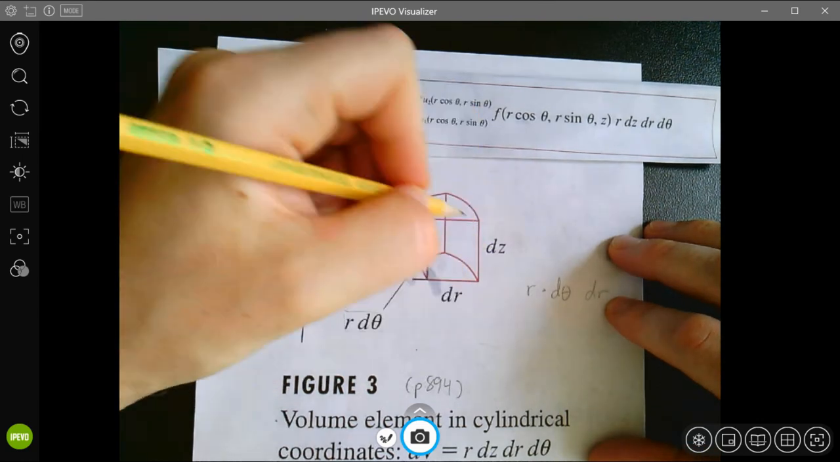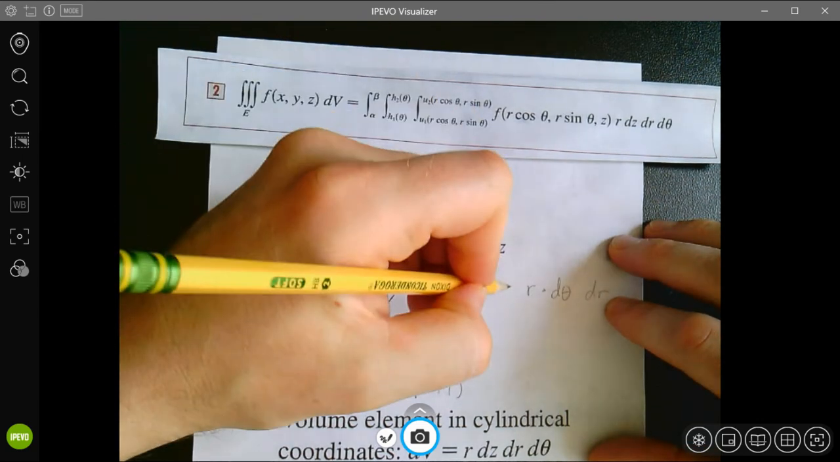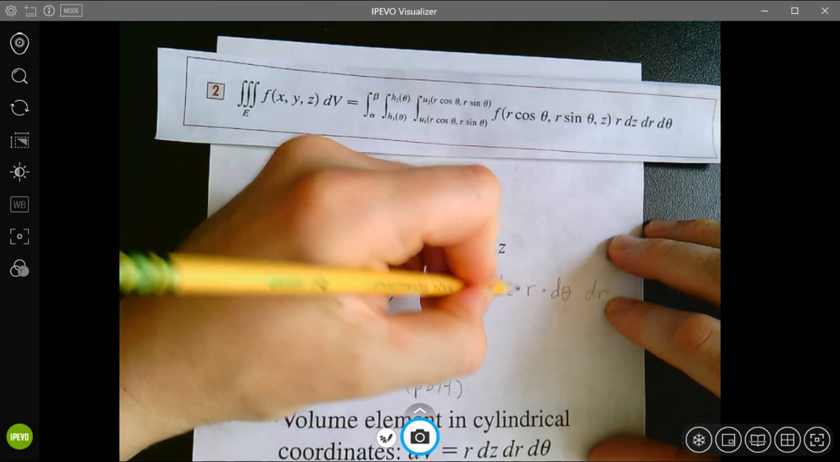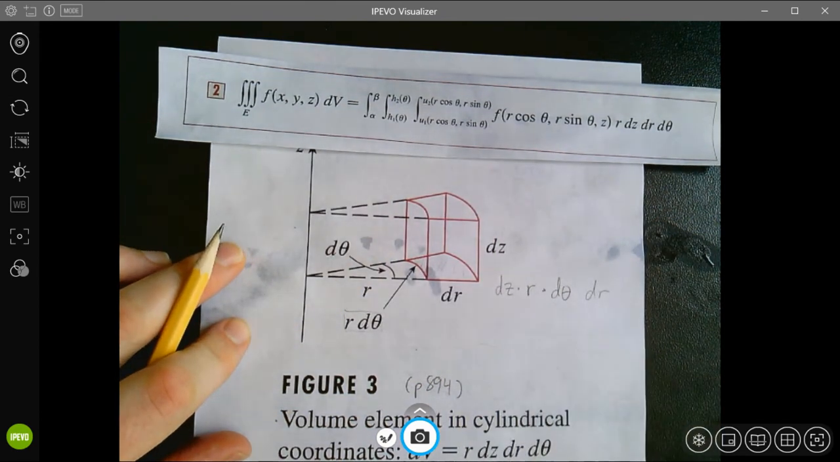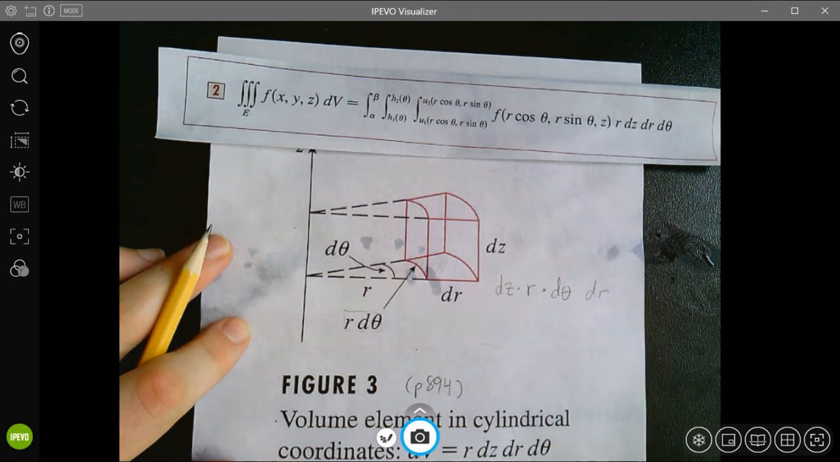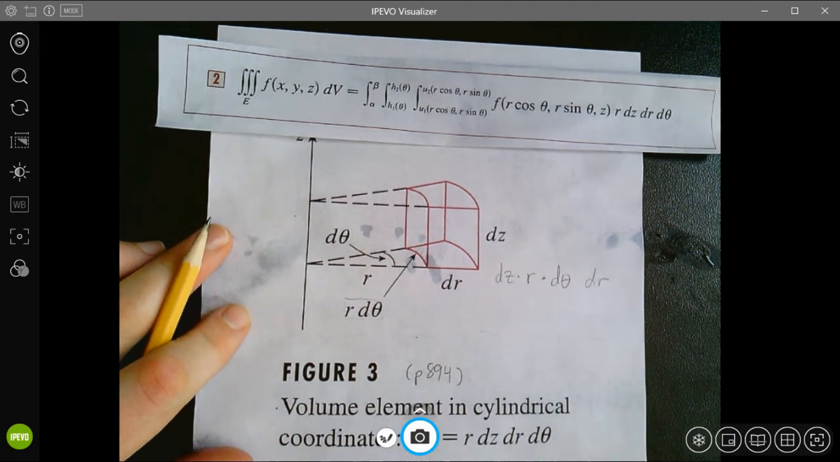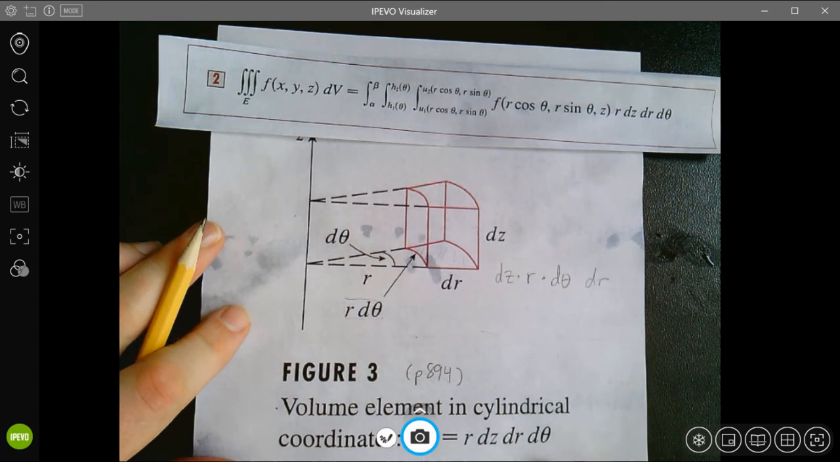And then, of course, to get the volume, you just multiply by the height. So times dz. All right? And if you put those pieces together and just rearrange them nicely, you get a formula for the volume, which is r times dz times dr times d theta.